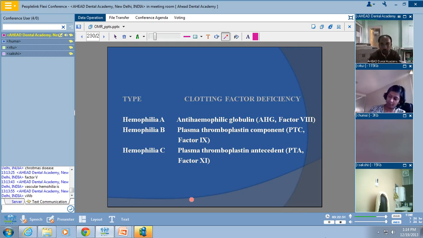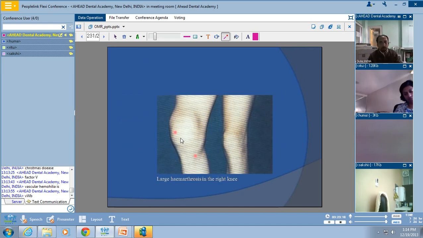So please do not think there is only one hemophilia. There are 5 types. Hemophilia A is factor 8, hemophilia B is factor 9, hemophilia C is factor 11, parahemophilia is factor 5, and pseudohemophilia or vascular hemophilia is von Willebrand disease. This is what happens, large hemarthrosis, as you can make out.